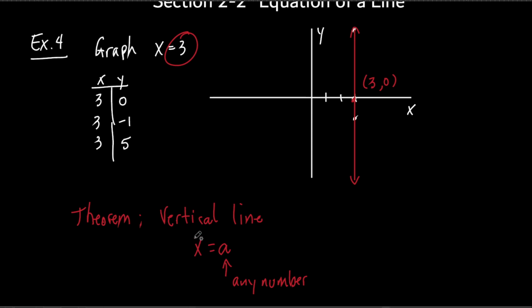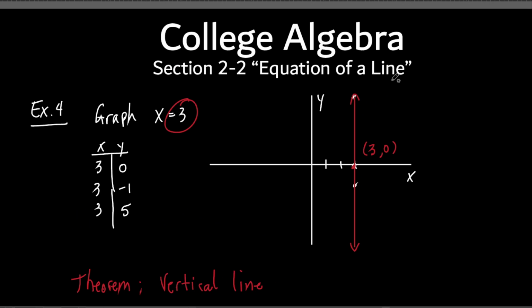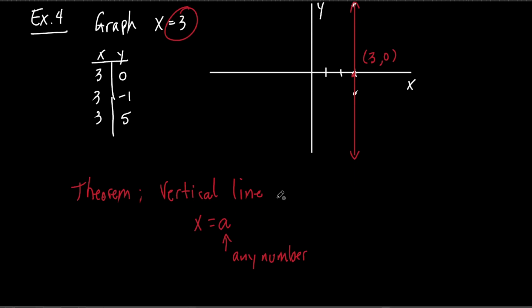So that's what the theorem says. When you have a vertical line, the equation of that line is x equals a. So that's our first equation of a line. Remember our little title right here, equation of a line? It's not our first. We've actually done some, and we've graphed stuff, right? We've graphed them. We've seen an equation of a line.